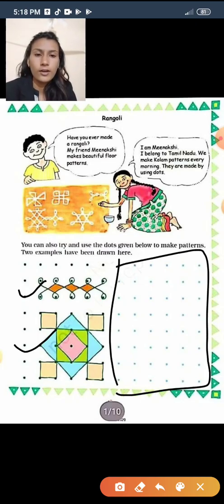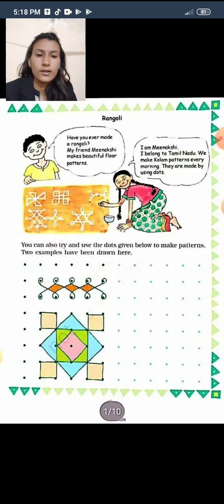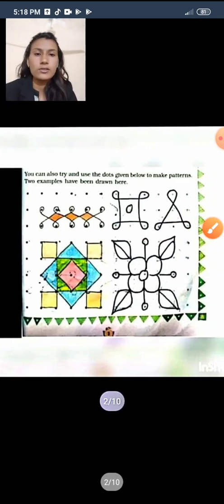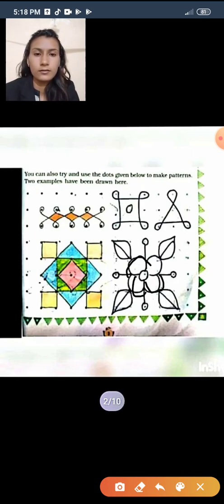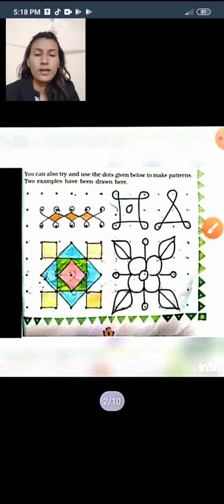Here you have to make patterns yourself. Otherwise, you can also try to do these patterns. Like this you can try. Like this you can draw in your textbook. Otherwise, you can draw yourself also.